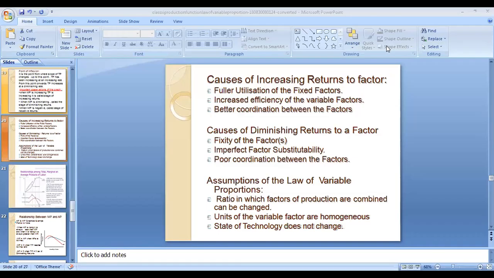We finished with the law of variable proportions. Today we are going to see the causes of the increasing returns and the diminishing returns. Remember, in the law of variable proportions, we have the increasing returns, decreasing returns, and then the negative returns, right? So we are going to see the causes of it. Let me just put it into a slideshow.